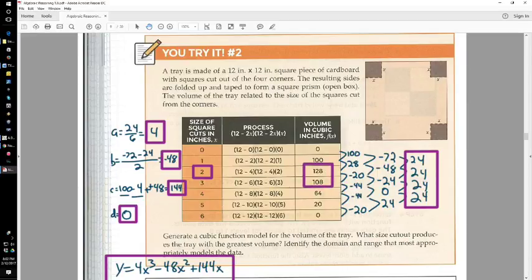So I'll say between 2 and 3 inch squares will give you the greatest volume, probably something closer to 2 than 3. There we go. Let's pause and go try example 3.